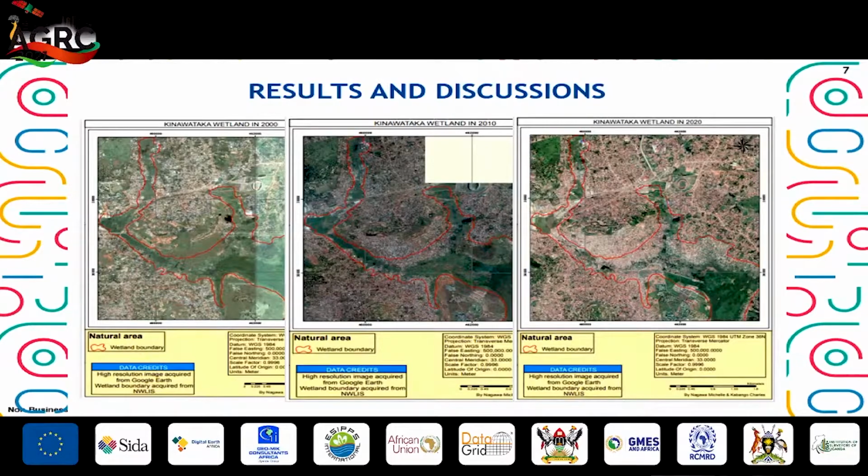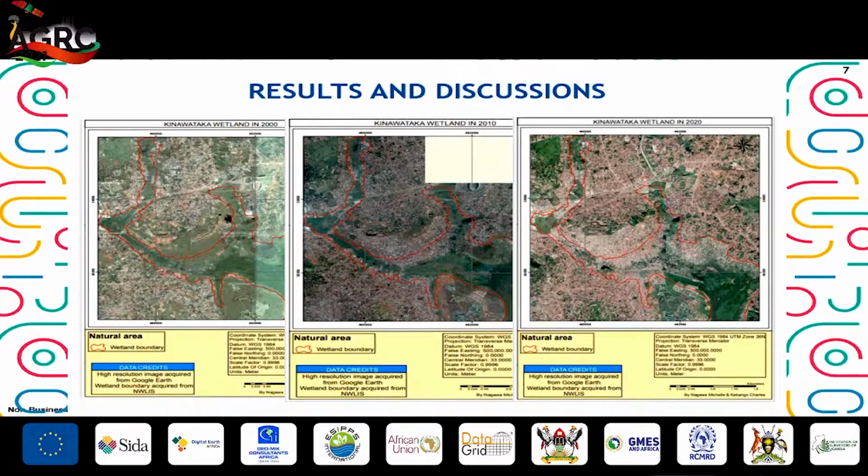So in our research and discussion, we worked with Chinawataka wetland, and we were able to obtain satellite imagery from 2000 to 2020, and this was with an accuracy of 0.61, because if it's real time, disasters are real time, you need to work with something that informs the current state.